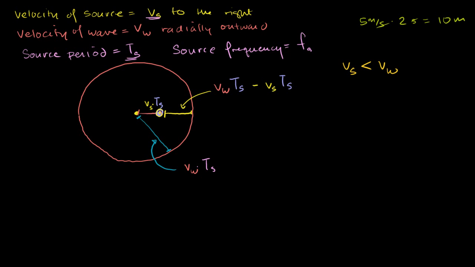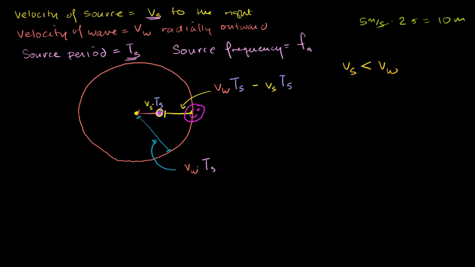So let me ask you a question. If you're sitting right here, if you're the observer, you're this guy right over there. And you've just had that first crest. At that exact moment, that first crest has passed you by. How long are you going to have to wait for the next crest? How long until this one that this guy's emitting right now is going to pass you by? Well, it's going to have to cover this distance.